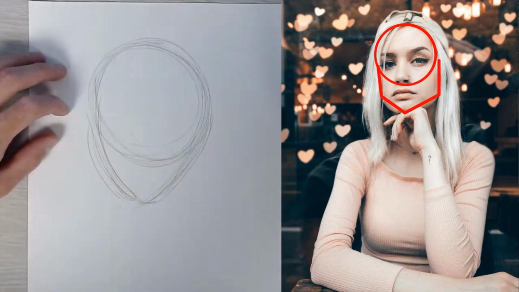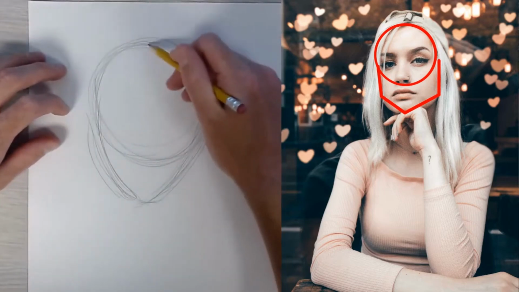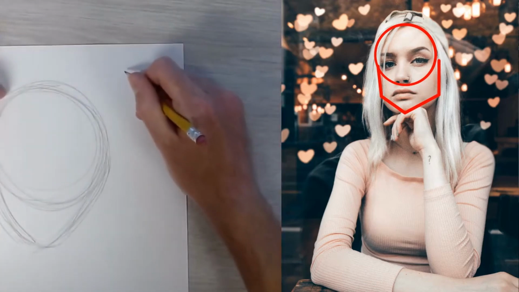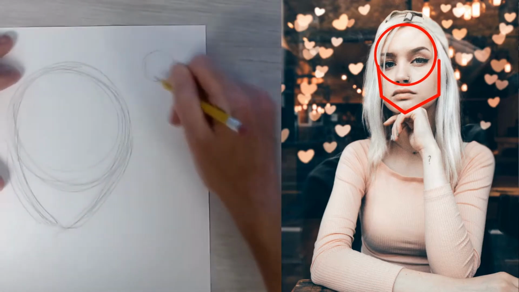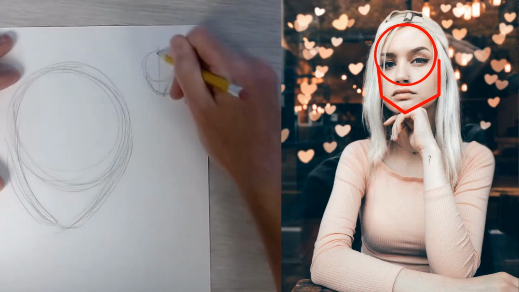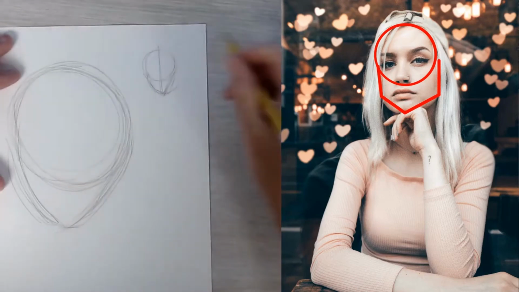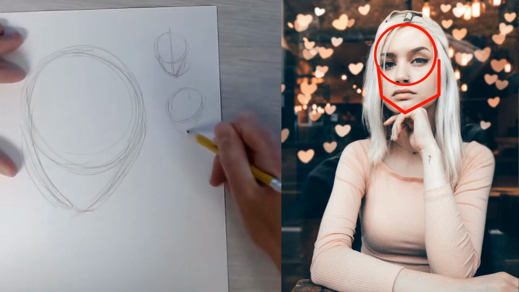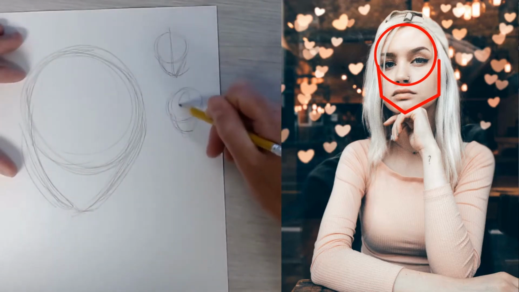Now next, what I'm going to do, I'm going to draw the center line, and the center line changes. If you have a person that is, say, looking at you dead on, then your center line is going to be dead center, obviously. Well, this person is not looking dead on. Instead, they're looking at an angle. So like this, the center line is going to be kind of like that right there.